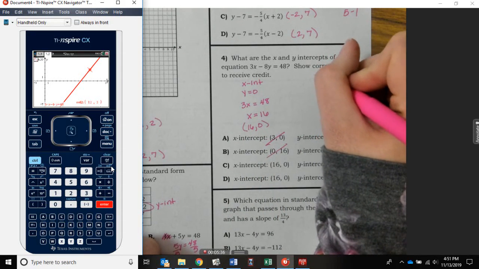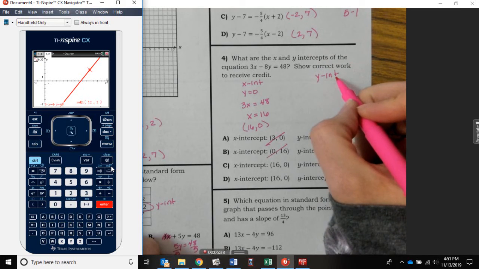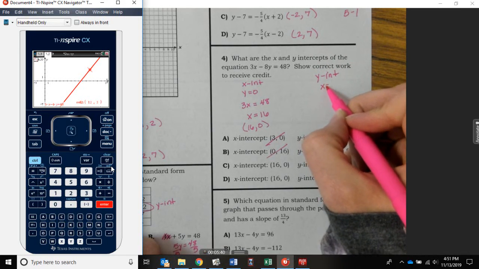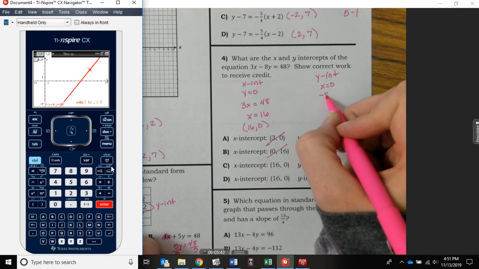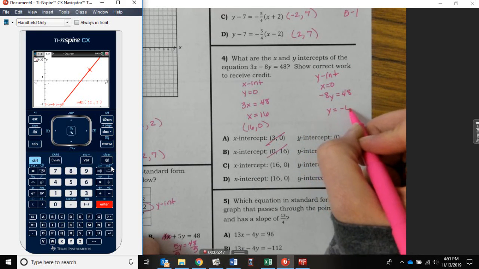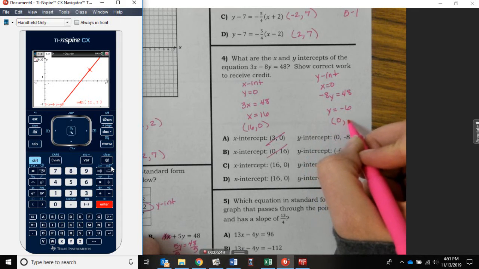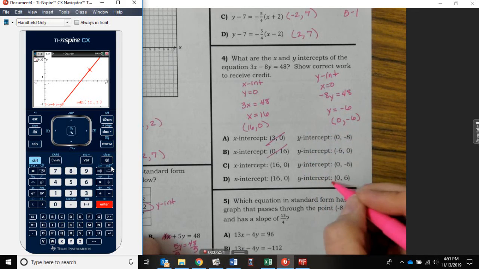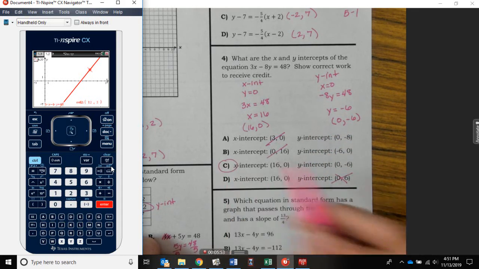And then if I have my y-intercept, that means that the x equals 0. So I have negative 8y equals 48. And when we divide, we get negative 6. So my ordered pair is 0, negative 6, which makes C the answer.